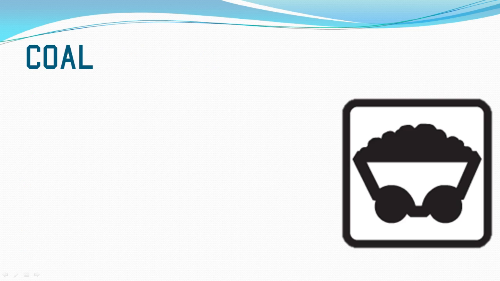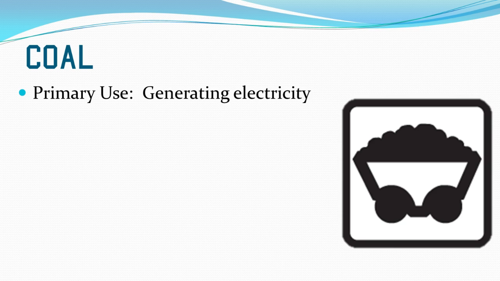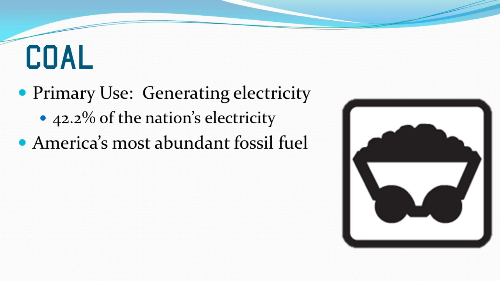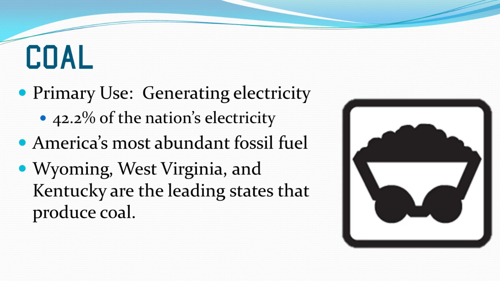Coal is our third fossil fuel. It's also non-renewable. When coal's gone, it's gone. The primary use for coal is generating electricity. In fact, 42.2% of the nation's electricity is generated by burning coal. It generates such a high percentage of our nation's electricity because we've relied on it for so many years and because it's America's most abundant fossil fuel. And we create a lot or find a lot right within America. Wyoming, West Virginia, and Kentucky are the leading states that produce coal. Once the coal is mined from the ground, it's transported by train.